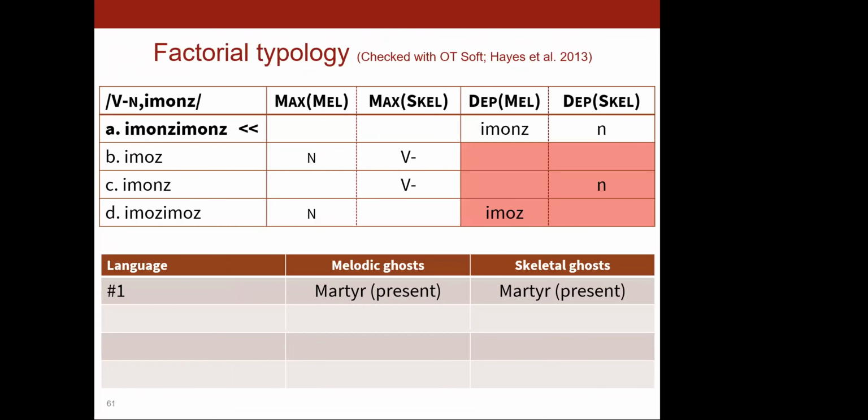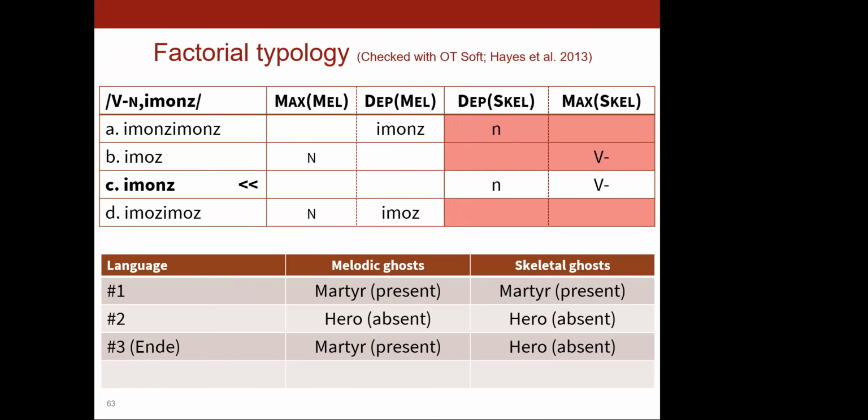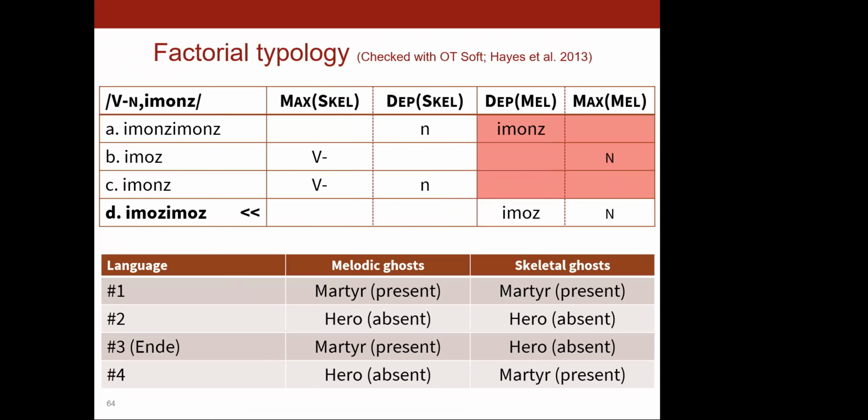I ran this factorial typology using OT-Soft, and it generates four languages. Basically, if you change the way that the constraints are ranked, we get the four language types that I just explained to you. One with only martyr ghosts, one with only hero ghosts, and these two with conflicting behavioral types of ghosts.